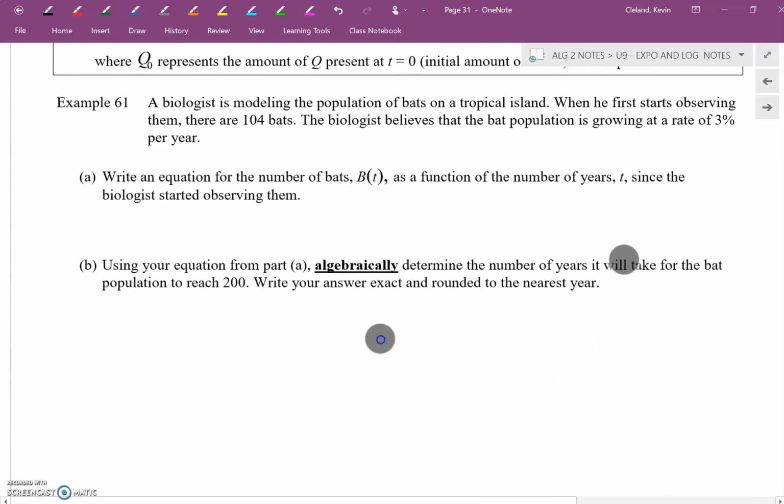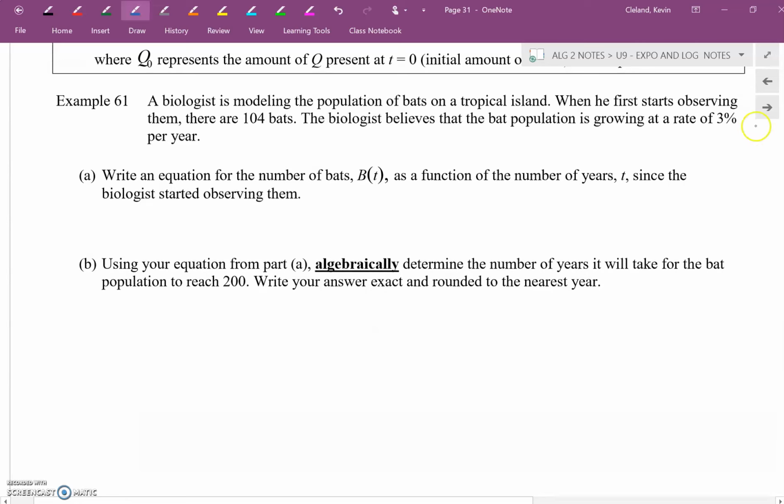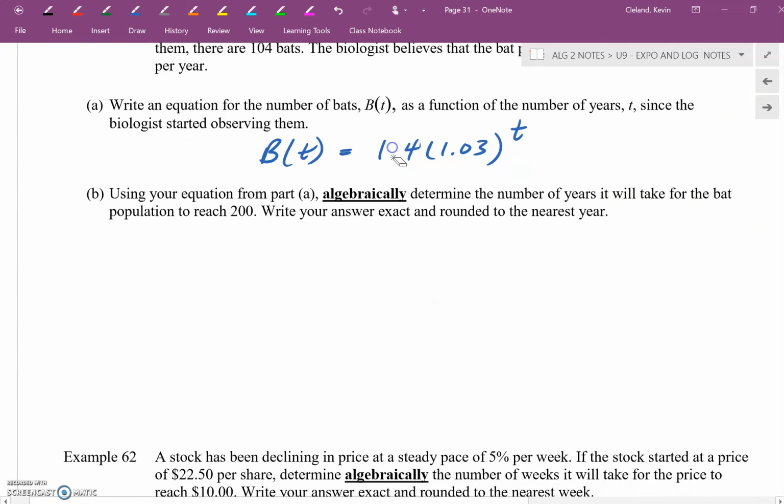Okay, so we have a biologist modeling bats. They're growing at a rate of 3% per year, and there were 104 of them. So our bat population over time is going to look like this, to the t power. Now we want to algebraically determine, which means we can't guess and check, but we can use guess and check to check our work. Our question is, when does the bat population, modeled by this expression, equal exactly 200 bats?